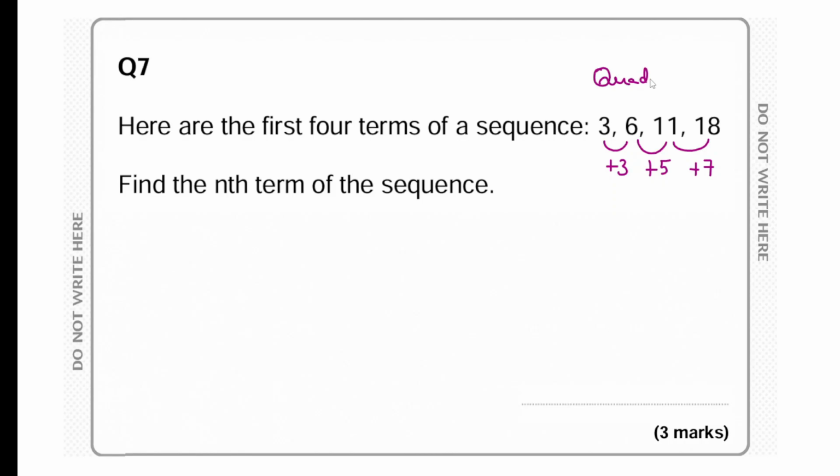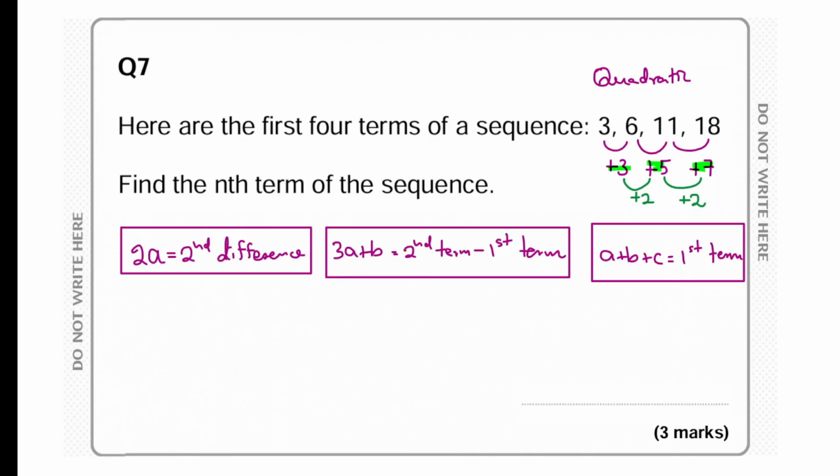So how do I know? Because I can see variable first differences here, 3 and 5 and 7. But if you take the second difference, from 3 to 5, it's 2. 5 to 7, it's 2. So you have a constant second difference and variable first difference. So this is a quadratic sequence. Now for a quadratic sequence, I know there are 3 formulae that we can use.